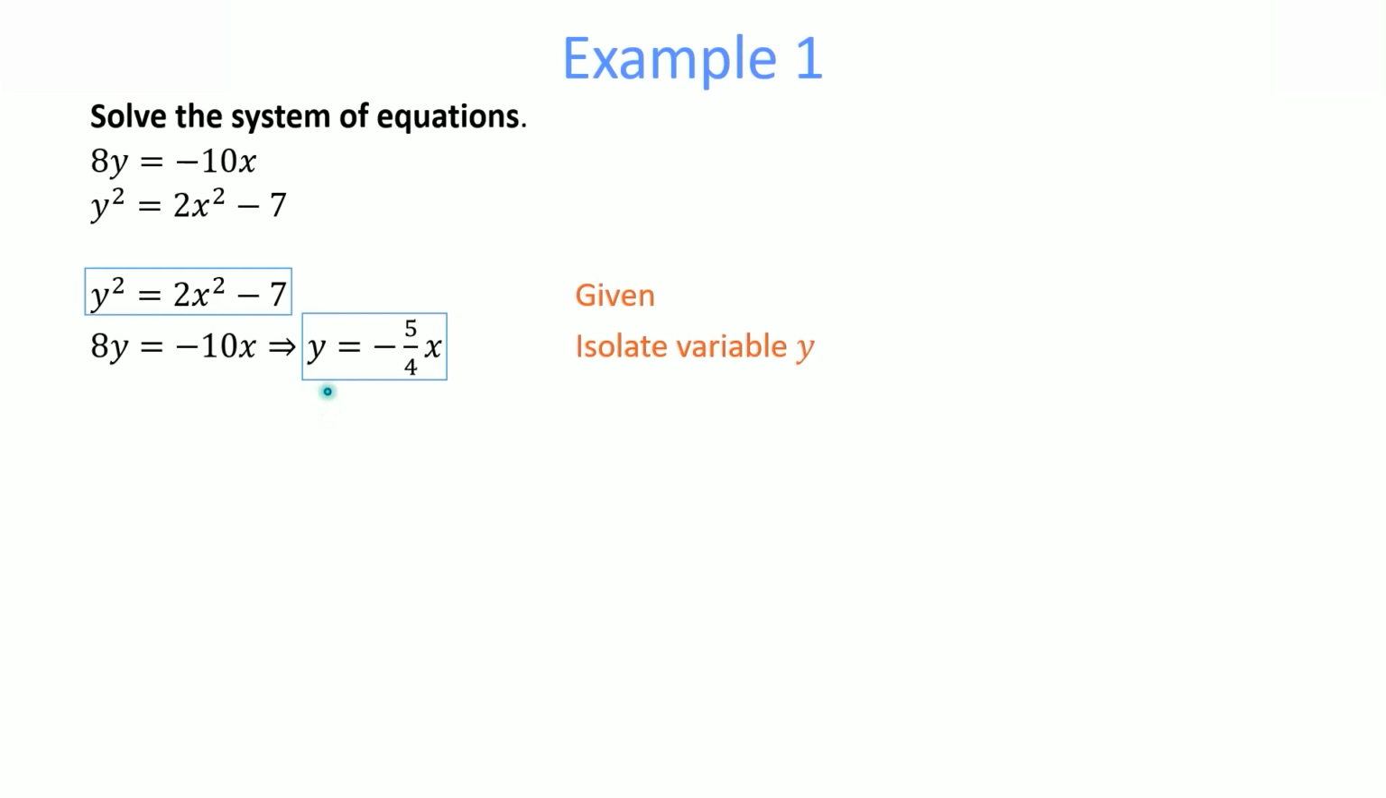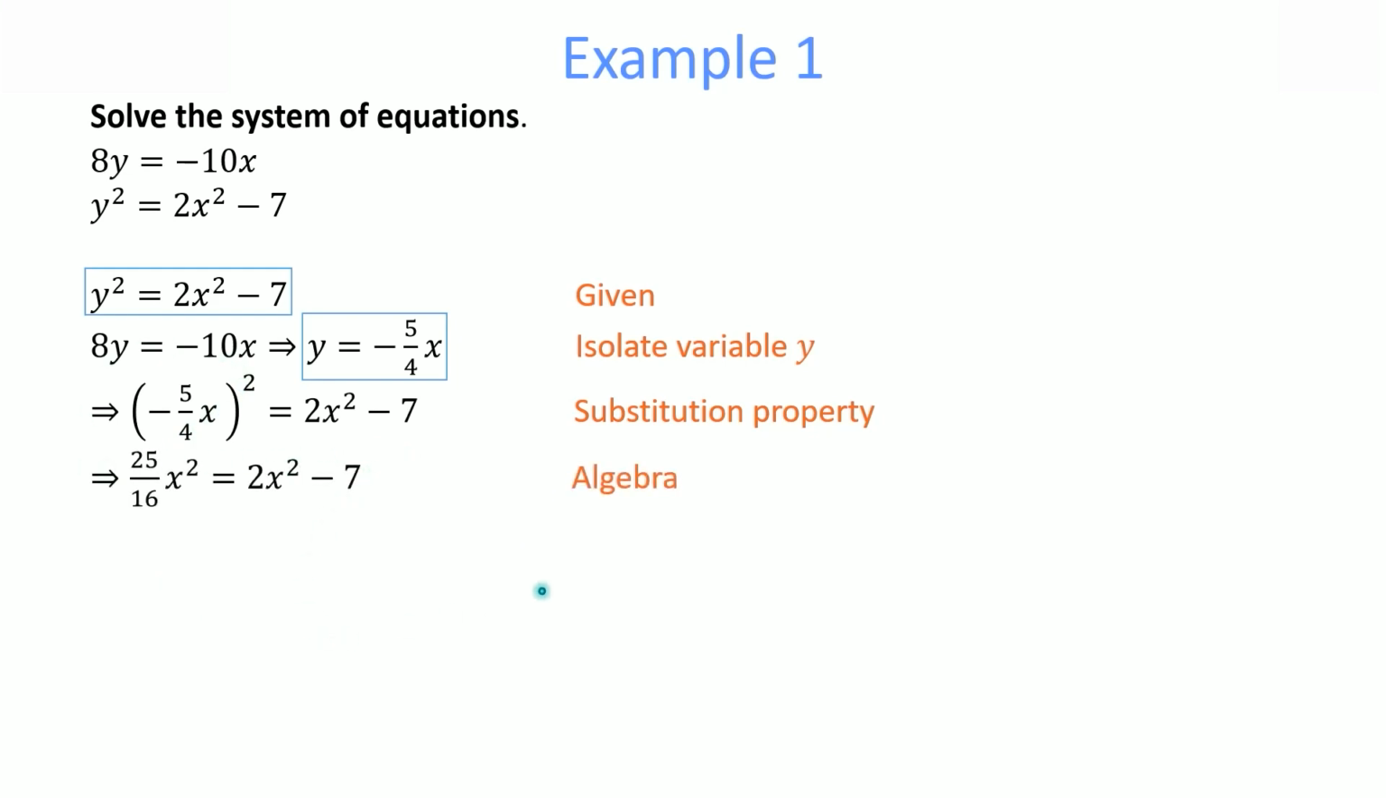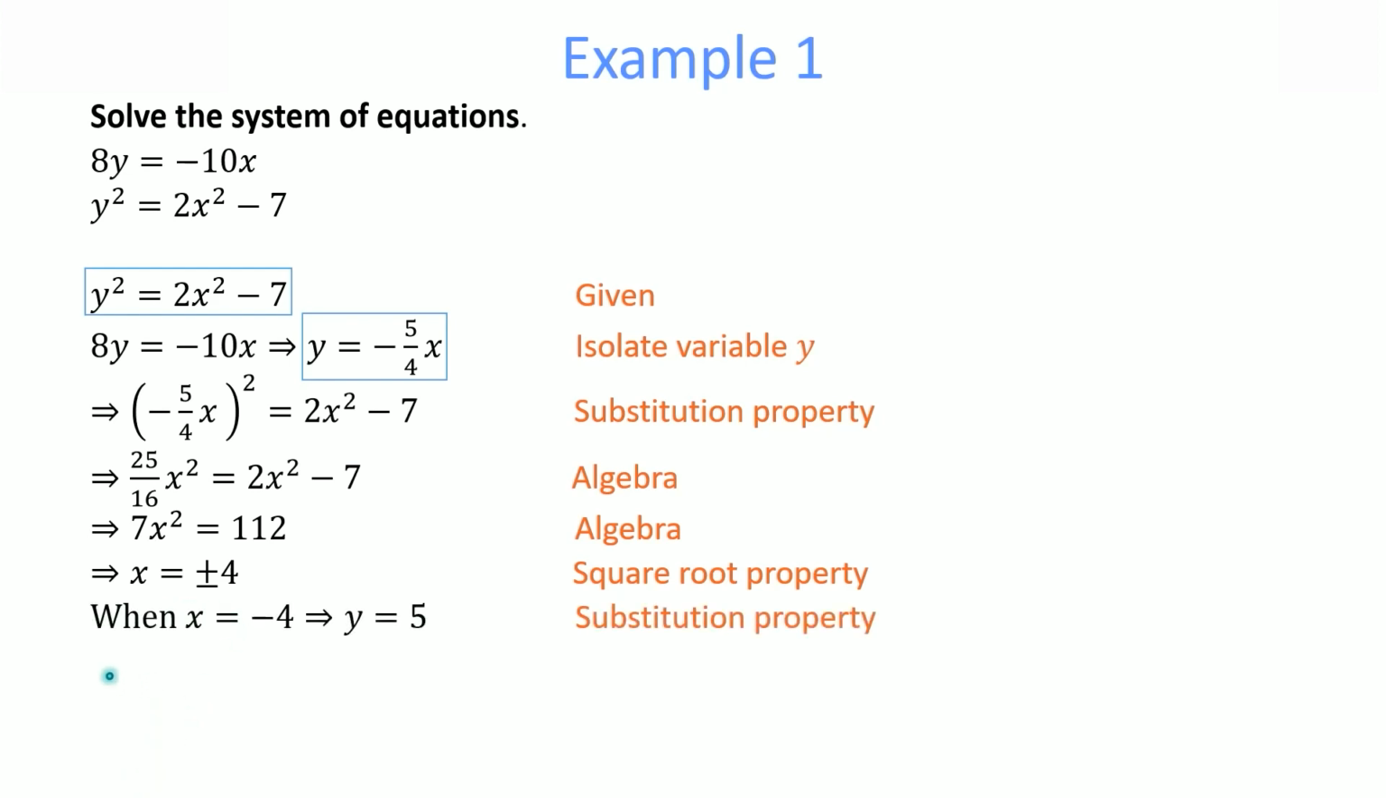And what I will do is make the substitution y equals minus 5 over 4 x in y squared equals 2x squared minus 7. So substitute y, and we get the following. After some algebra, we arrive here, and in further algebra, and applying the square root property, we find that x equals plus or minus 4. So minus 4 and plus 4.